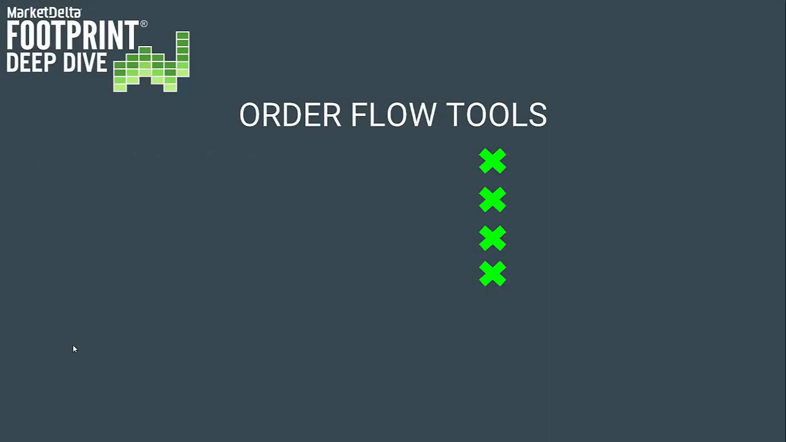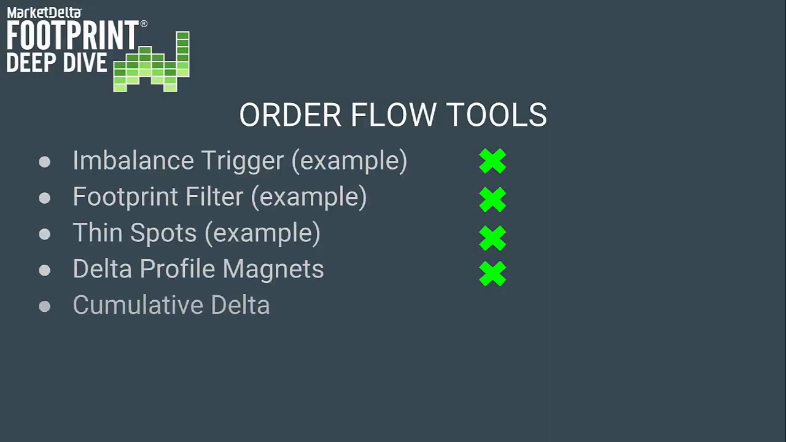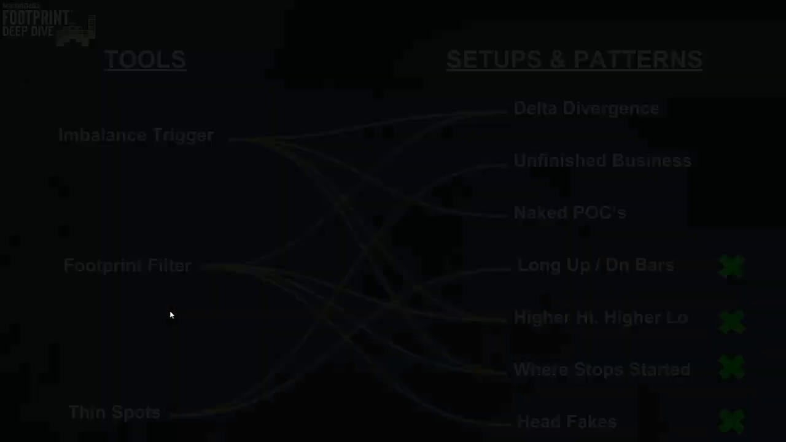Some order flow tools that I'm going to talk about with the green X next to it are going to be all the top 4: imbalance triggers here at the top, the filter, thin spots, and delta profile magnets that I want to cover. I could do a whole video just on delta profile magnets. Cumulative delta is what Trevor covered in part 1.